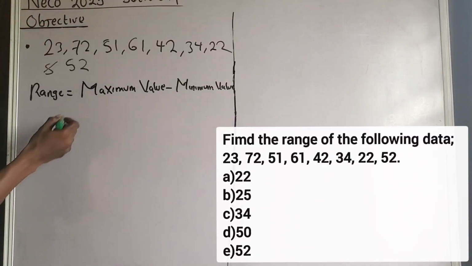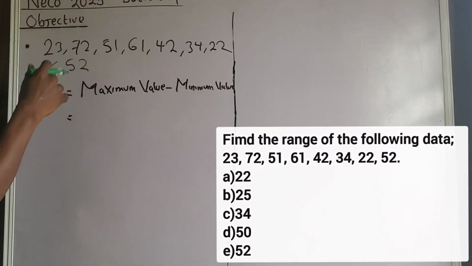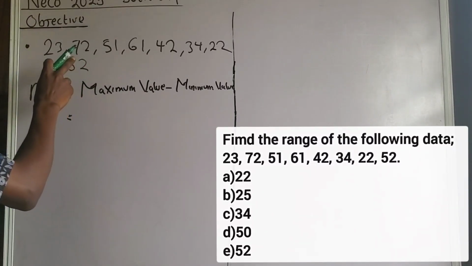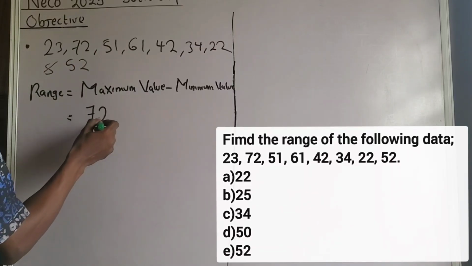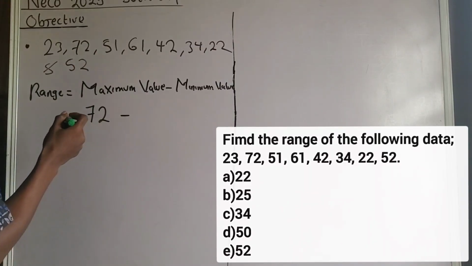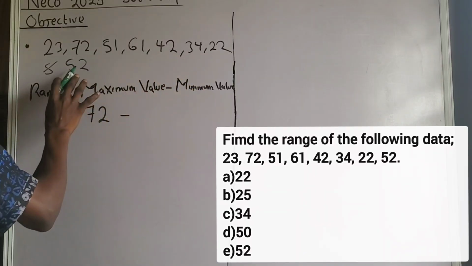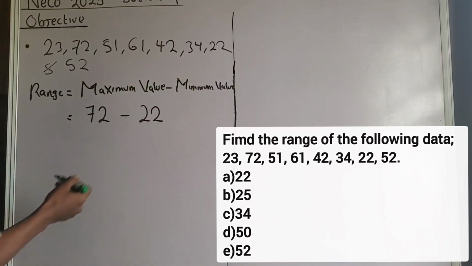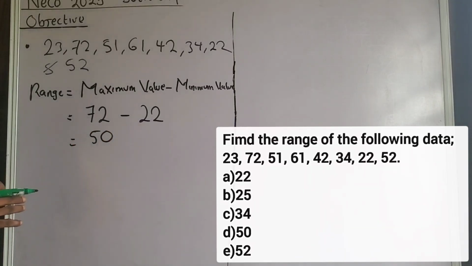Do you understand? So now the first step is that you have to identify the maximum number among these data. You can see that the maximum number is 72. You understand? So I'm going to have 72 minus the minimum value. What is the minimum number in this place? That is 22. Okay. So the range of this data is 50. Do you understand it? Okay. So let us proceed to the next question.